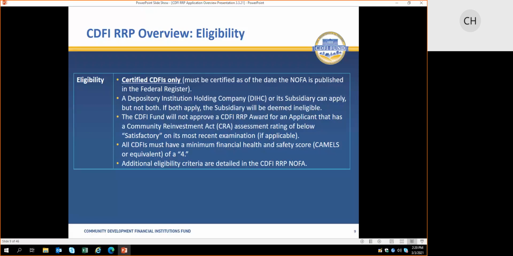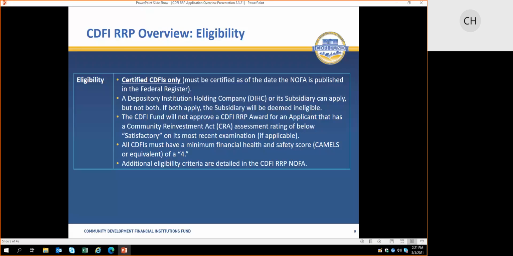Something that is new for the RRP program, and a little bit different from the CDFI program and the NACA program, is that for our regulated institutions with a CRA, Community Reinvestment Act, assessment, they must have an assessment rating of satisfactory or better. If the rating is below satisfactory on its most recent examination, they will not be eligible for an RRP award.